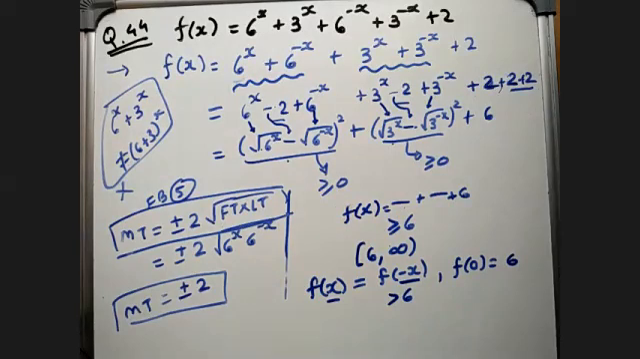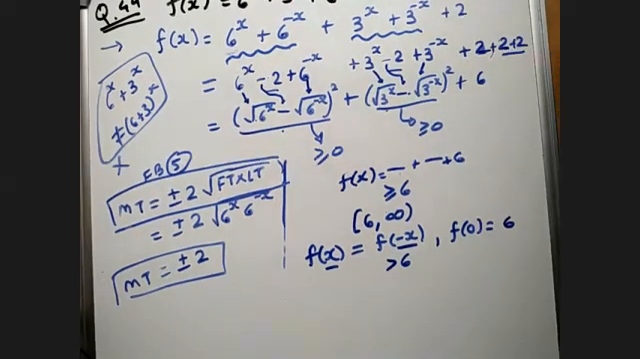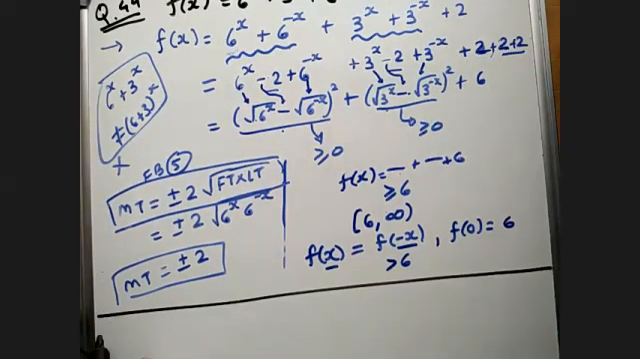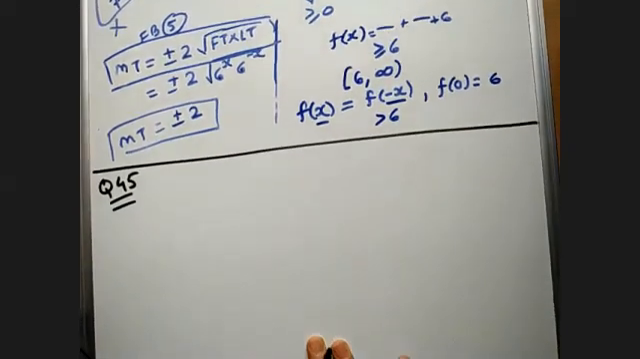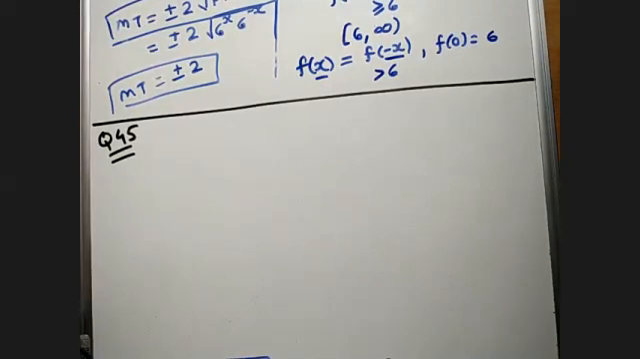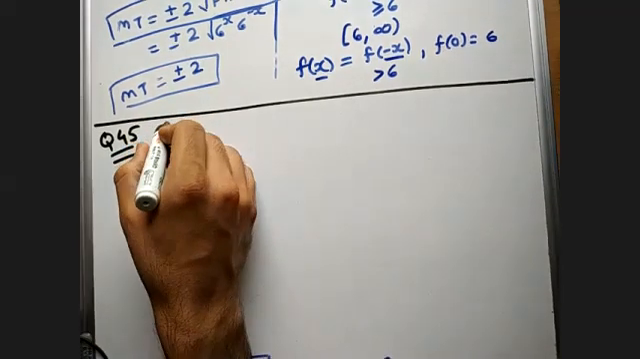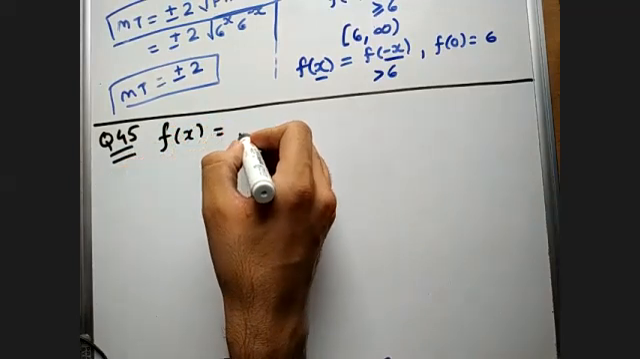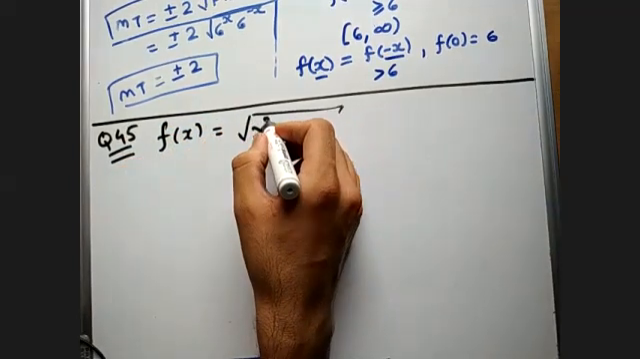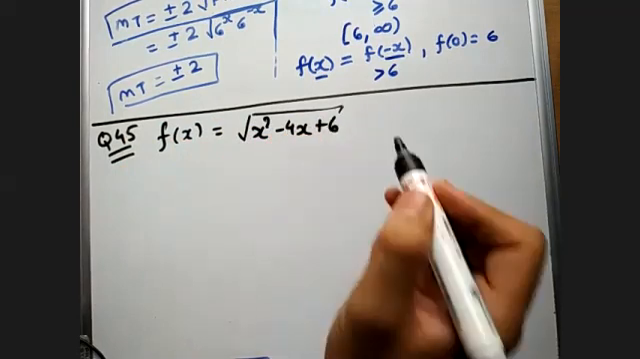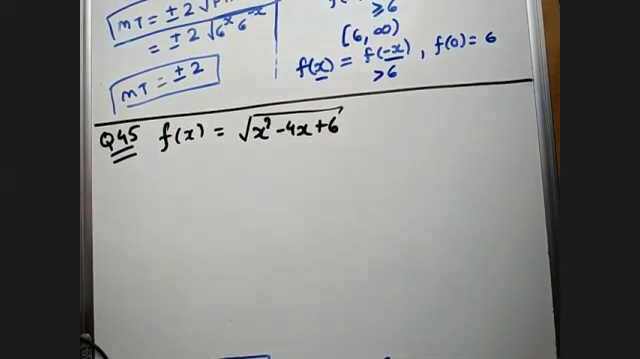Okay. So after that, we are having question number 45. In question number 45, find the domain and range. They are asking both domain and range, and in the answer, they have given only one. So I think there might be some mistake in the question. So f of x should be under root x square minus 4x plus 6. For this, I have to find its domain as well as its range.